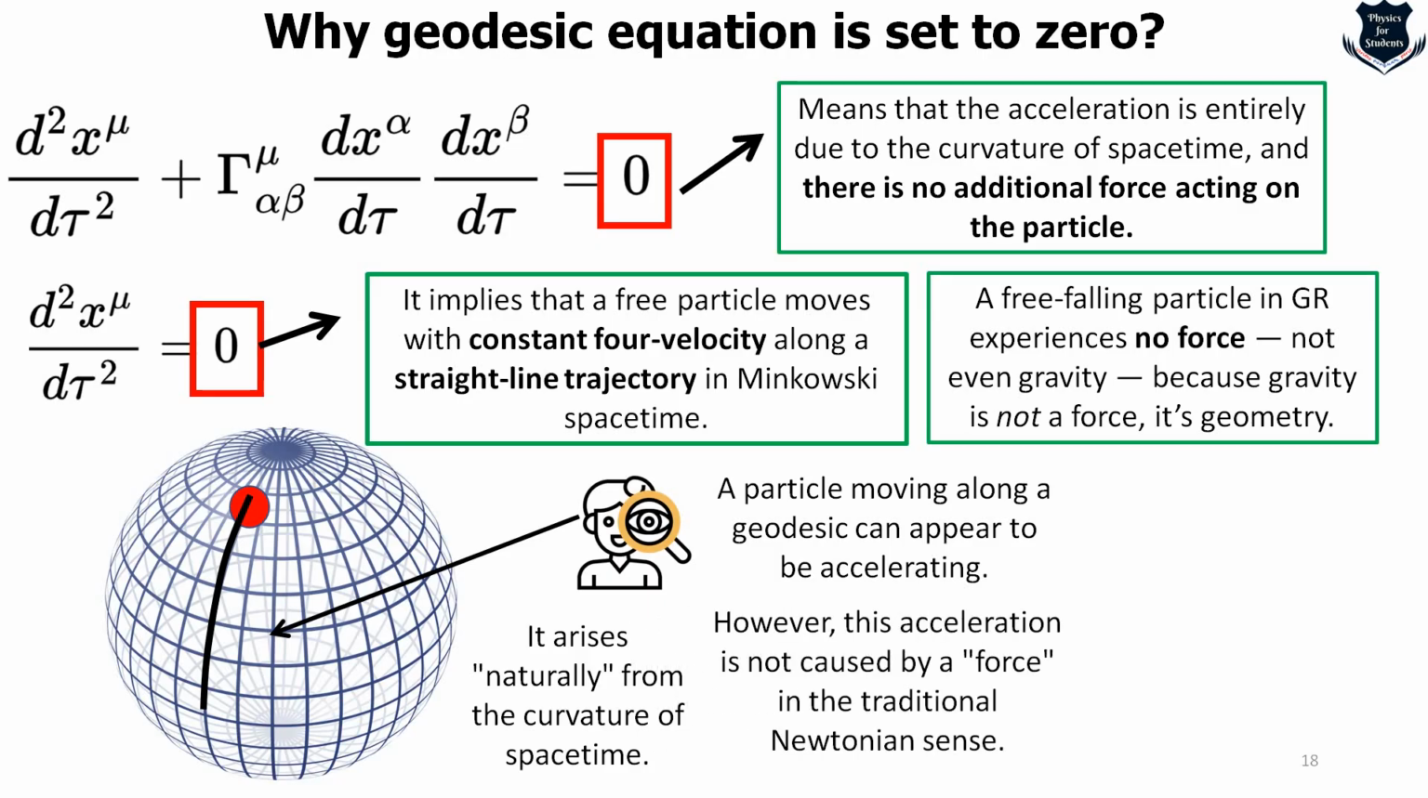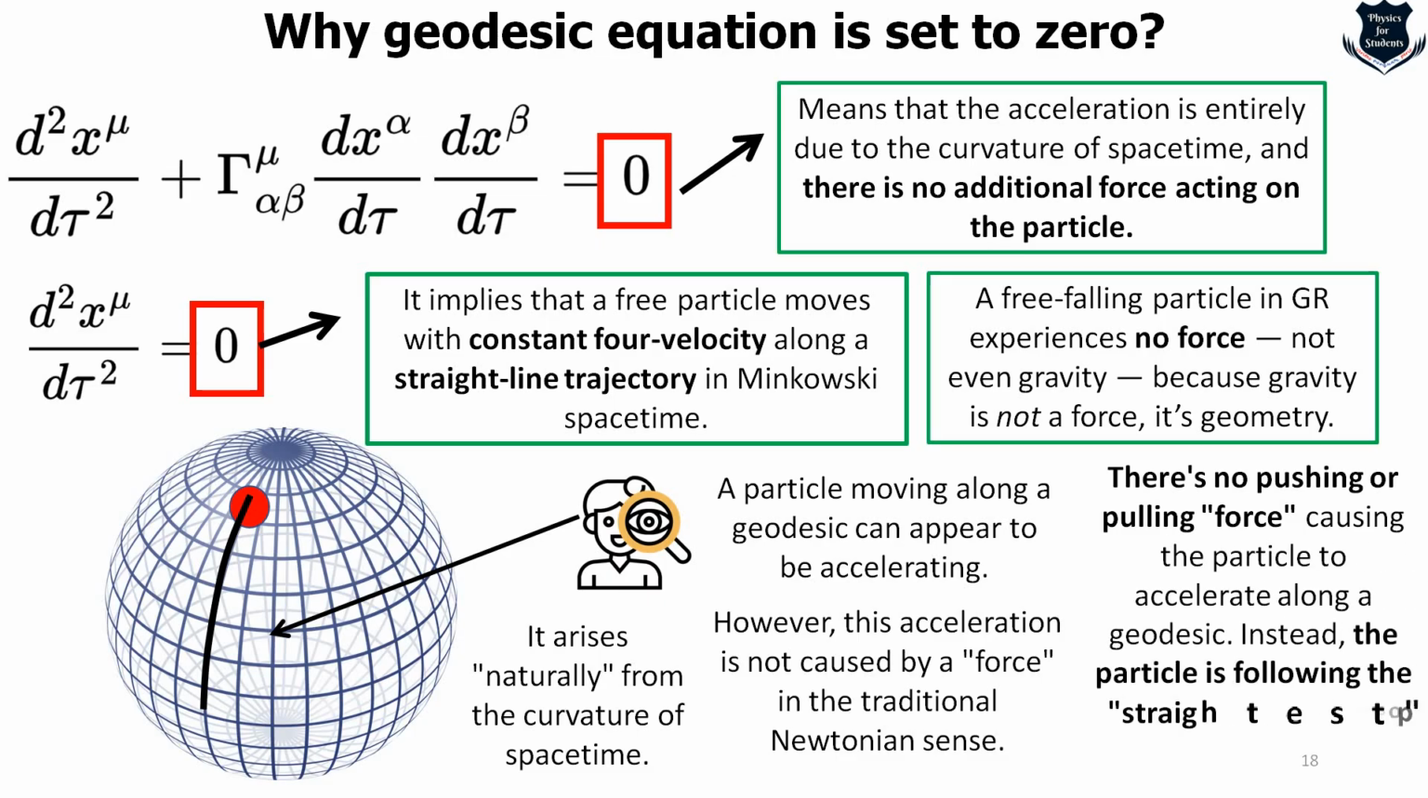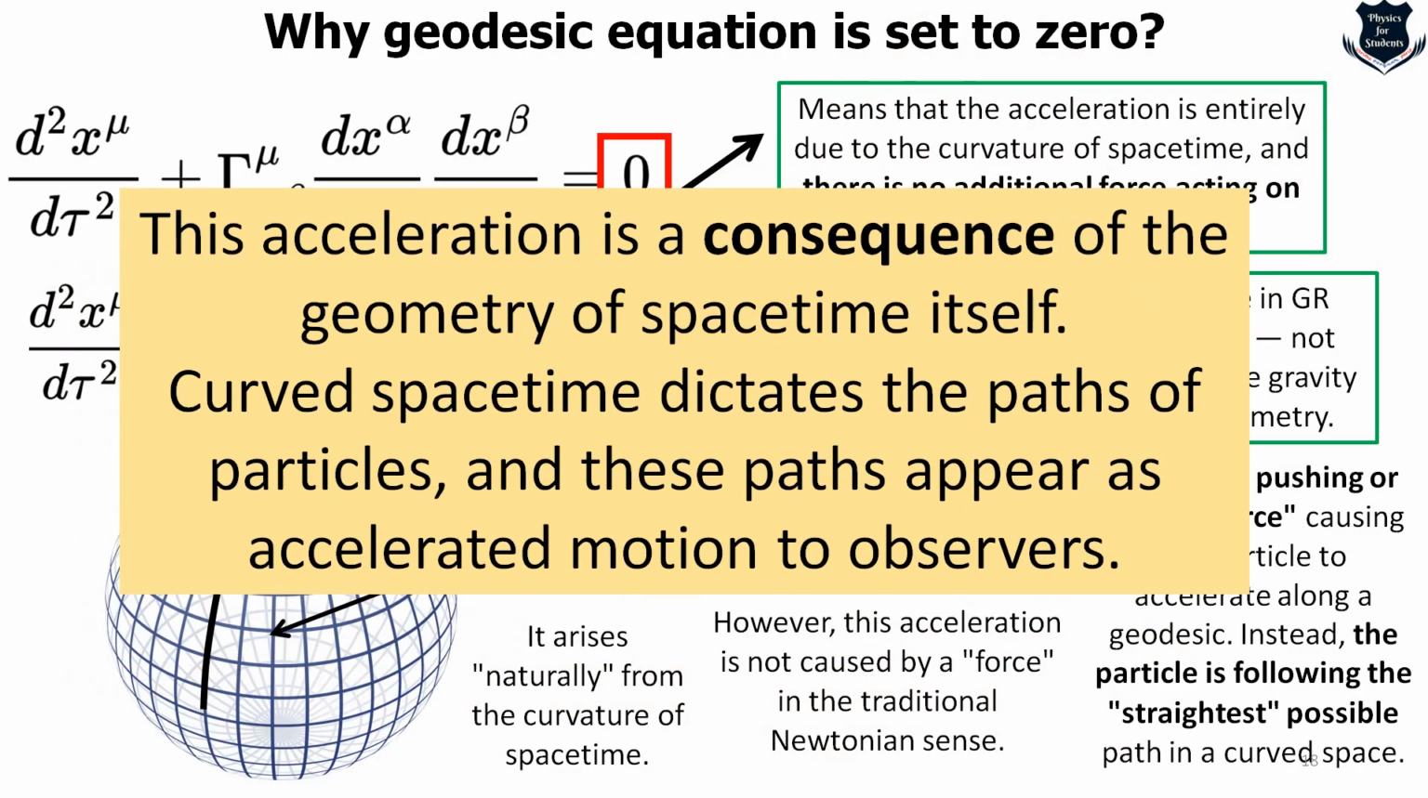And hence, this acceleration is not caused by a force in the traditional Newtonian sense, obviously. So here we finally conclude there is no force pushing it, but it is purely following the geodesic, the path on the manifold. It is following the straightest possible path, but because the manifold is curved, it shows curvature, and the person watching from outside feels that there is a force or some external hand making the particle move. So the acceleration is nothing but a consequence of the geometry. It is important: it is not an external force, it is a consequence.